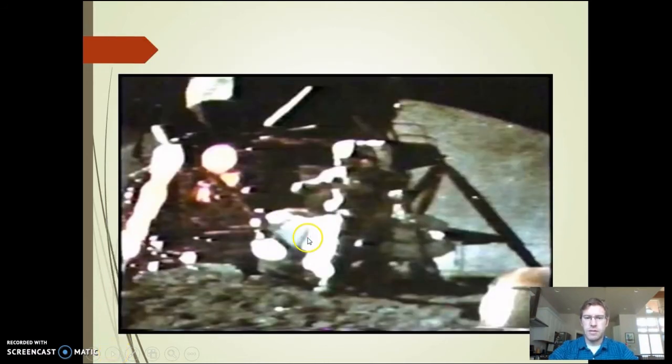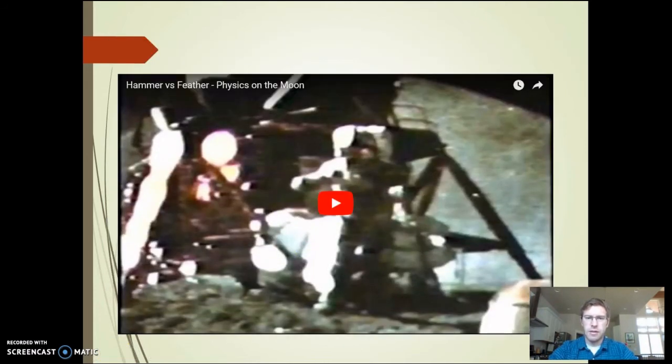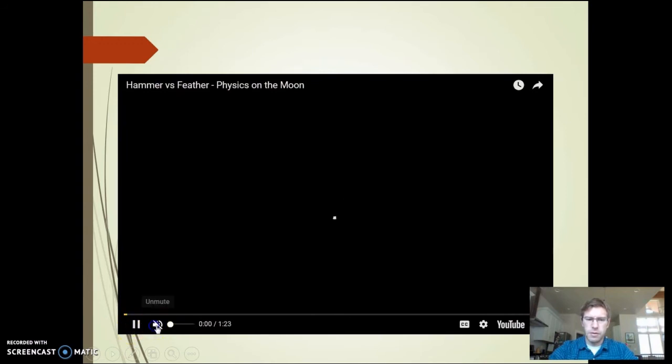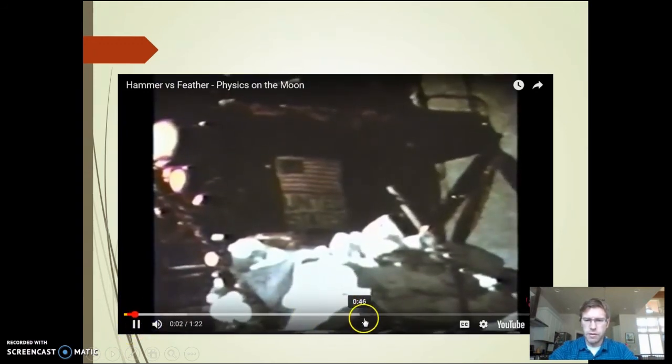Another cool example of the same idea takes place on the moon during one of the Apollo missions to the moon. Maybe I'll try to let you hear the audio here.